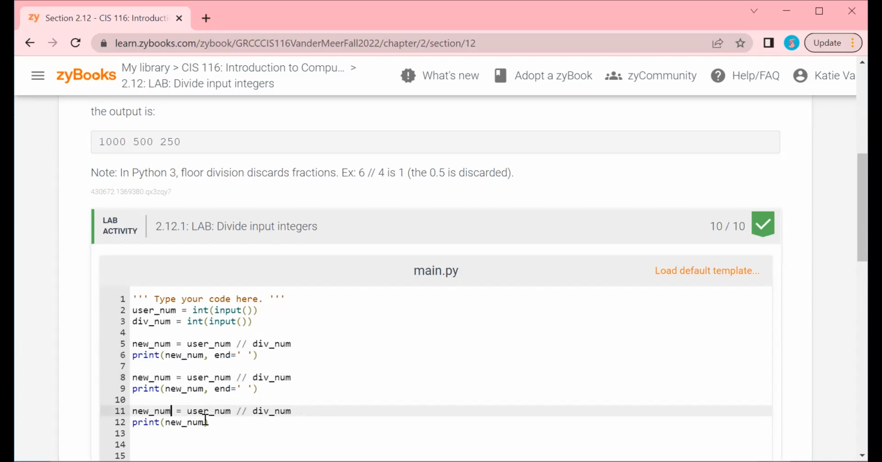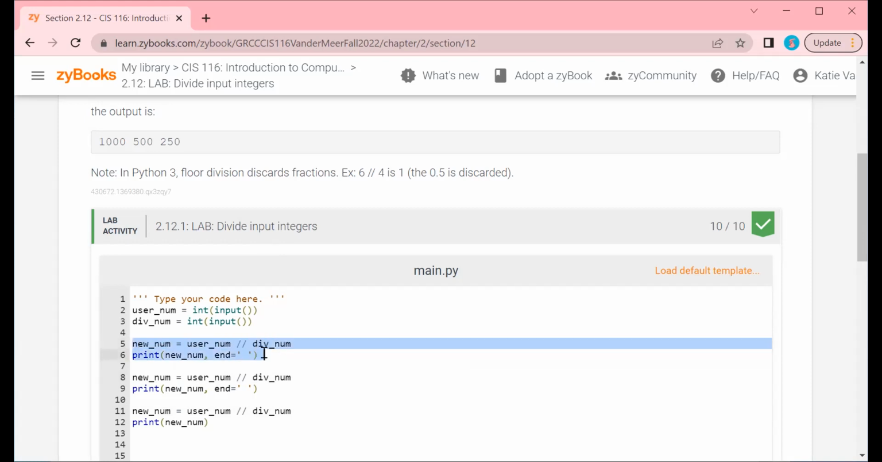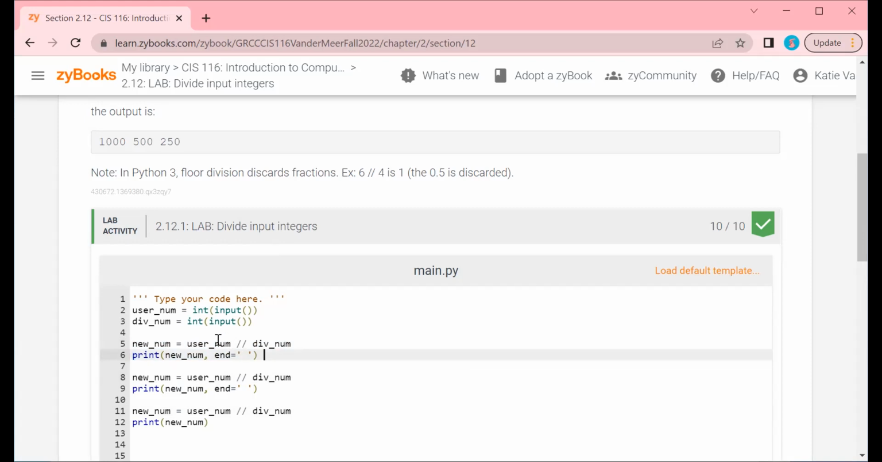The first time I ran it, it would work. I would get 4 printed to the screen. But then when I ran it the second time, user number never changes, so I would get 4, 4, 4. I'd get the same results.